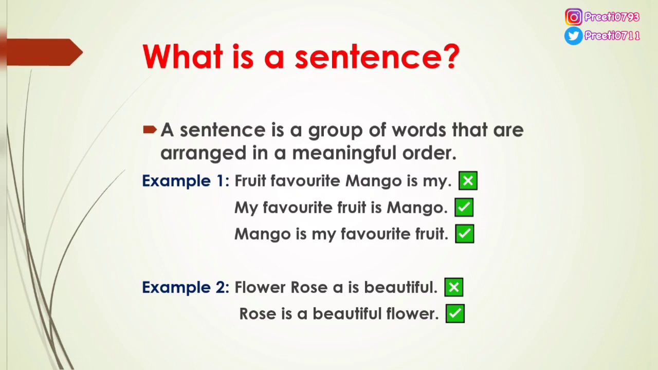Now looking at the second example, it says flower rose is beautiful. As we all know, it is not a meaningful sentence because the words are not arranged properly. Another way says rose is a beautiful flower. Now this arrangement is correct. So we have got to know that a sentence is a group of words, but those groups of words have to be arranged in a meaningful order.